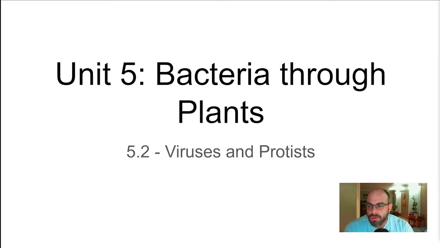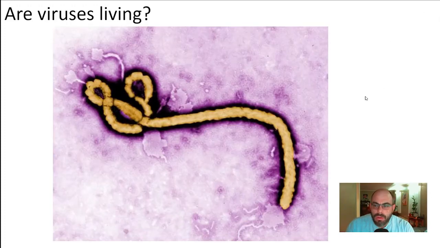Hey, this is Unit 5 Bacteria Through Plants. We're looking at viruses and Protists 5.2. Okay, here we go. So this is Ebola. Ebola is a virus. Are viruses living things? I don't know. We'll talk about it.